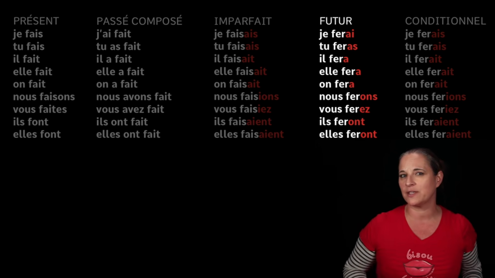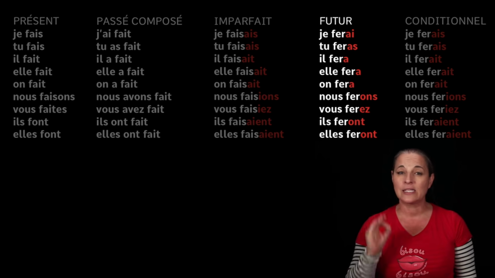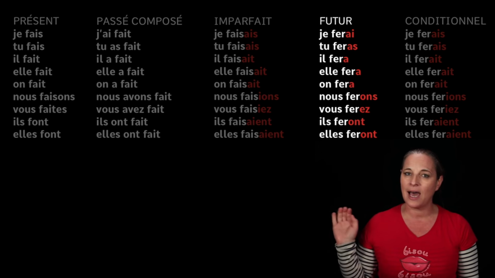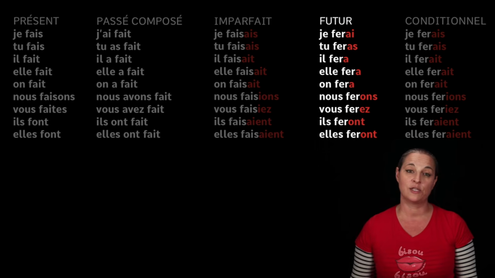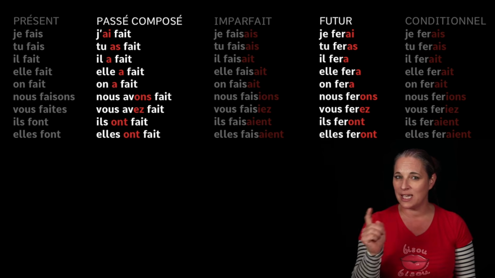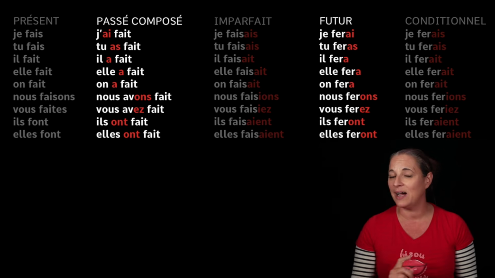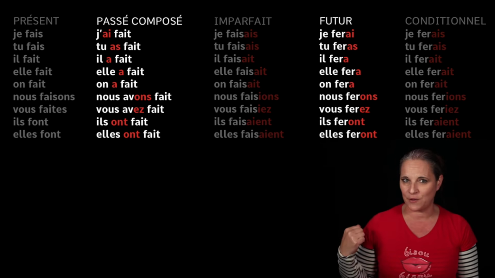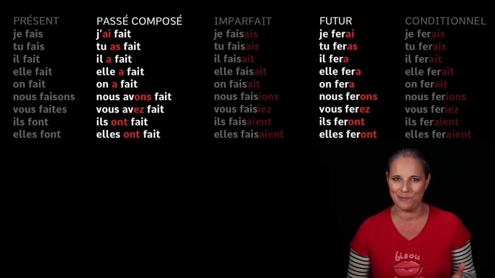Now remember, we don't have such a thing as "will", okay? It's all about the stem and the endings, which is -ai, -as, -a, -ons, -ez, -ont, which by the way, if you look at the second column, passé composé, j'ai, tu as, il a, elle a, nous avons, ils ont, it's the same ending as the future tense.